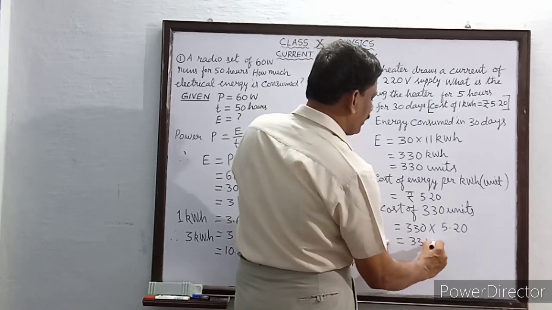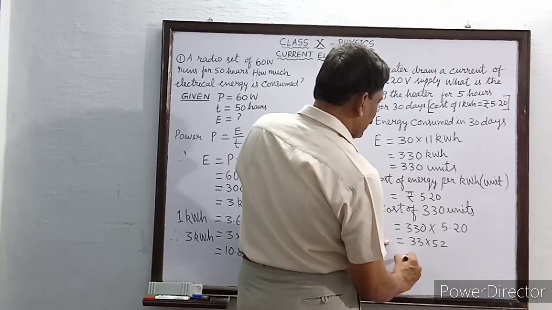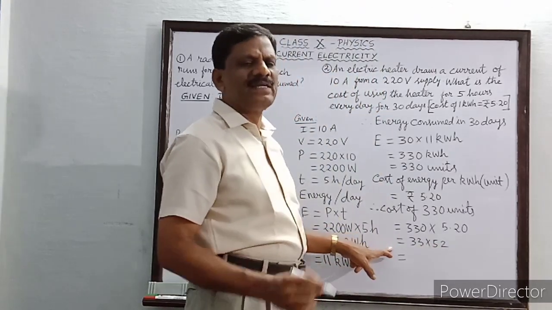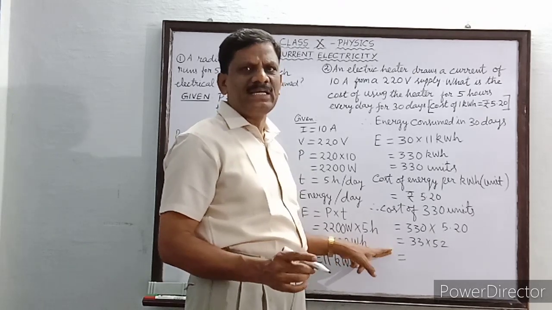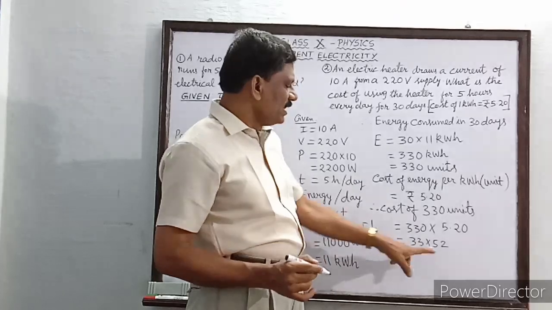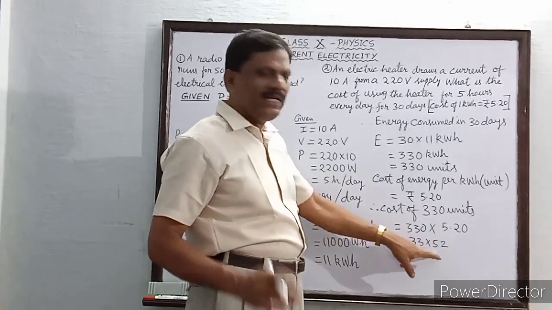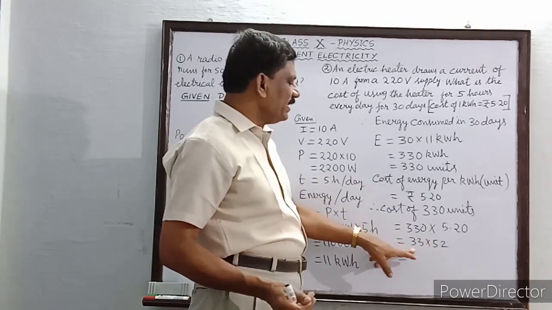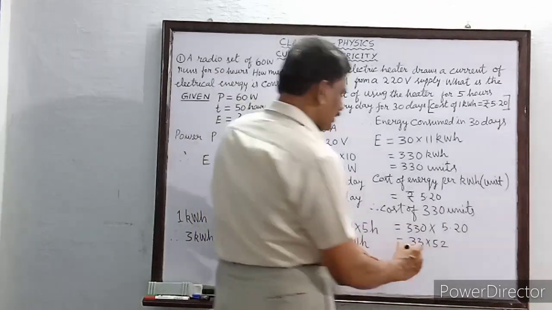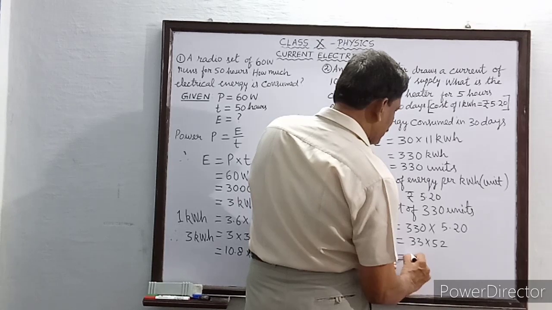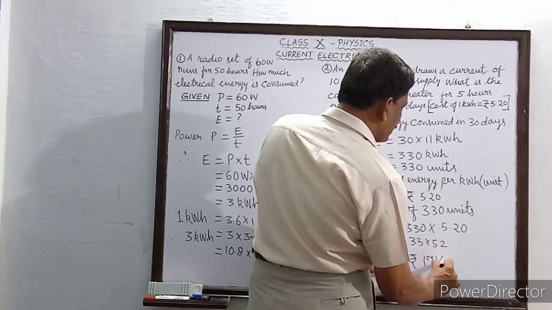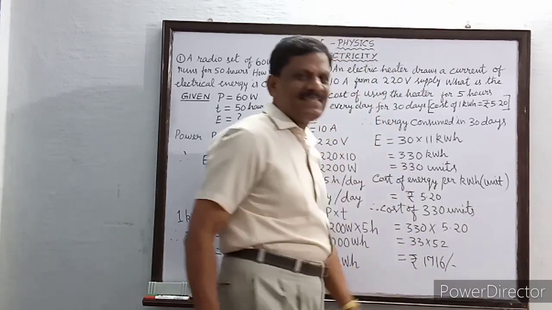33 multiplied by 52, and that is found to be how much? If you calculate, I think it will come as rupees 1716. Am I right? Is it 1716? You multiply and tell me. Yes, sir. But how to do? 33 into 50 you find out first. Then 33 into 2 is 66. Is it 1716? So this is rupees 1716. This is the answer.